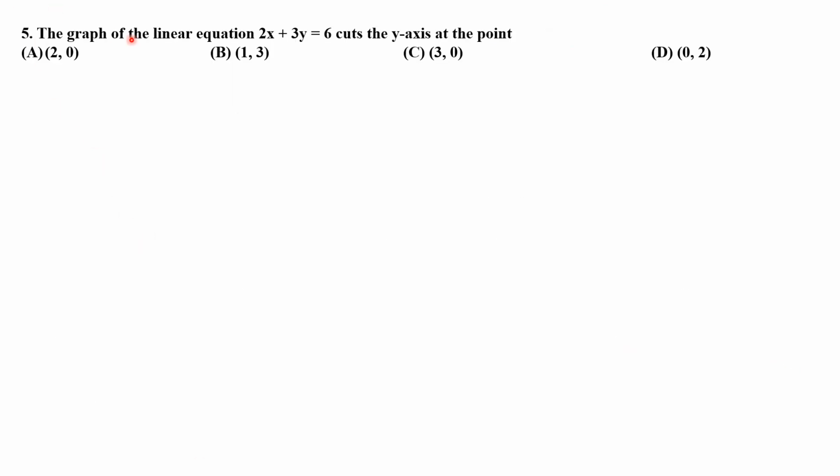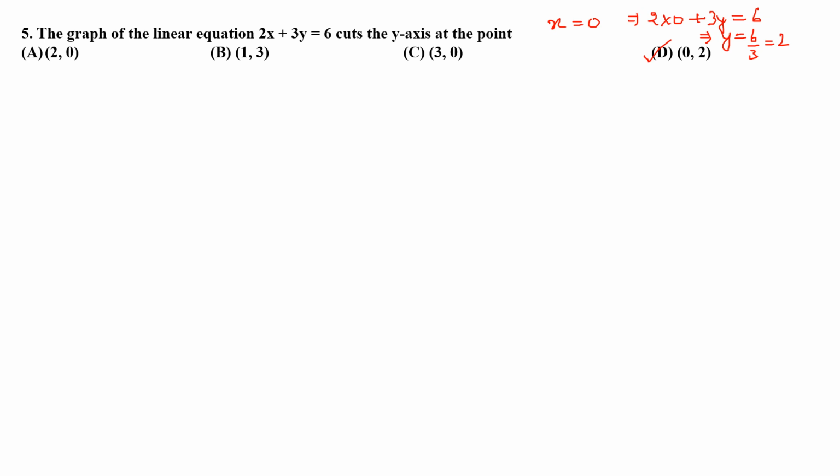Now question number 5. The graph of the linear equation 2x plus 3y equal to 6 cuts the y-axis at the point. Means on the y-axis at what point it is crossing. You know that when a point is on y-axis, its x coordinate will be 0, isn't it? So what you have to do is just substitute the value of x as 0 here and get the value of y. So you will get 2 into 0 plus 3y equal to 6. From here you will get y as 6 by 3, which is 2. So the coordinate is 0, 2, which is D option.